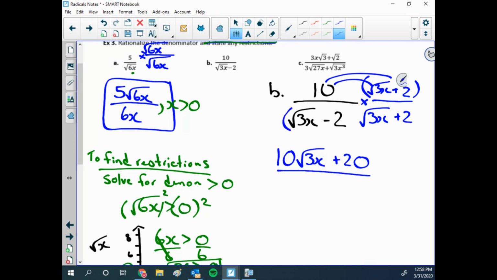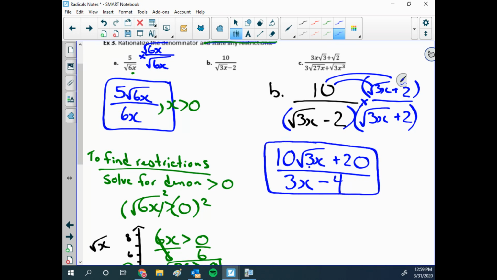Over, now I multiply these binomials out together, and because they're conjugates, I only need to multiply the first and last term together. So root 3x times root 3x is just going to give me 3x once I've simplified. And negative 2 times 2 gives me a negative 4. Looking at that function, I actually can't simplify it any further. So 10 square root 3x is simplified. 20, I can't add that. They're not like terms. Can't divide anything by a common factor. So that's going to be my final answer.